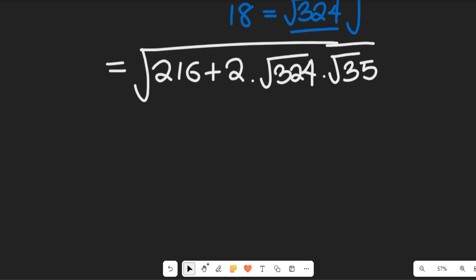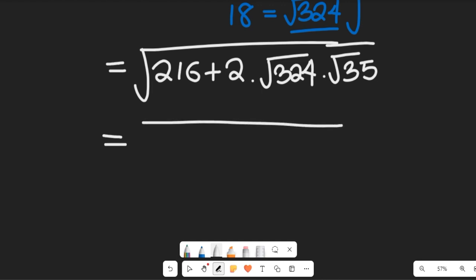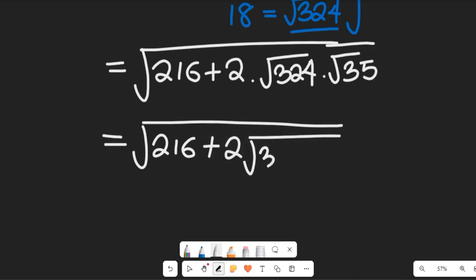Now in this expression, I can simplify further. If I simplify further, I can just bring up this expression and simplify it. Where I'm going to simplify further is to bring in the square root. According to the laws of indices, I can bring in those two square roots: 216 plus 2 multiplying the total square root of 324 multiplying 35.